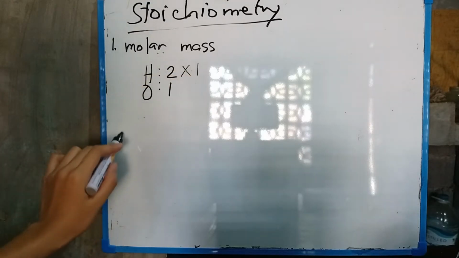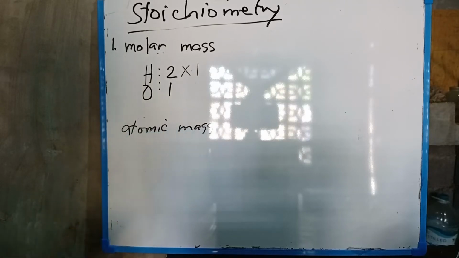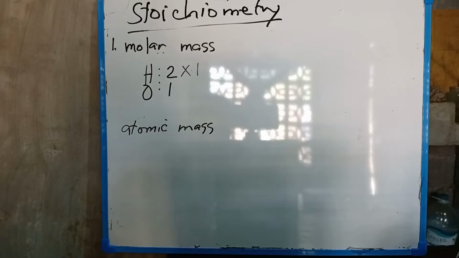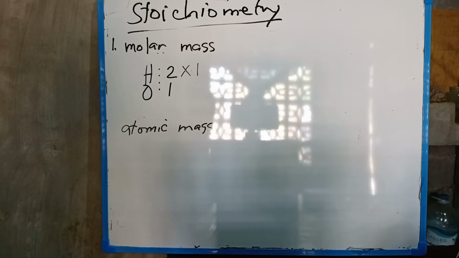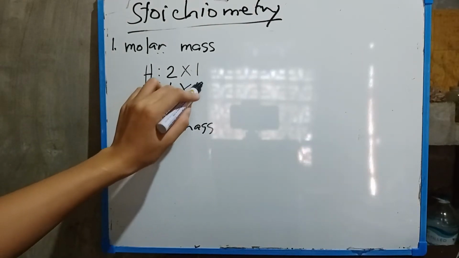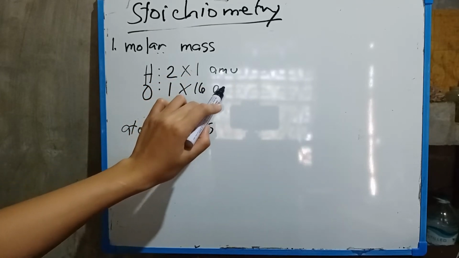Where do we get the atomic mass of an element in a compound? We must have our own periodic table of elements because the atomic mass of an element is constant. Like hydrogen: as you all know, hydrogen is 1 because it is the lightest element in the periodic table. While the oxygen we have is 16. So those are the atomic masses of hydrogen and oxygen.